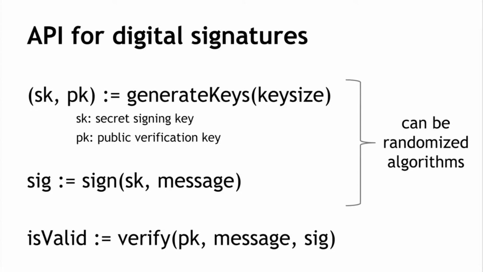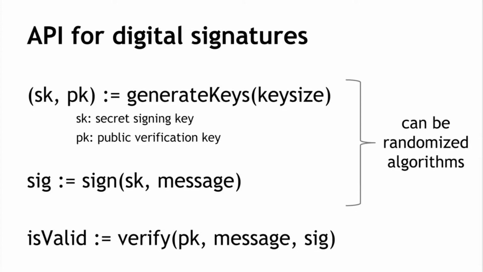The second operation is the sign operation. You take your secret signing key and you take some message that you want to put your signature on, and it returns sig, which is a signature. It's just some string of bits that represents your signature. And then the third operation is verify, which takes something that claims to be a valid signature and verifies that it's correct. It takes the public key of the signer, it takes the message that the signature is supposedly on, and it takes the supposed signature. And it just says yes or no: is this a valid signature? So these three algorithms constitute a signature scheme.